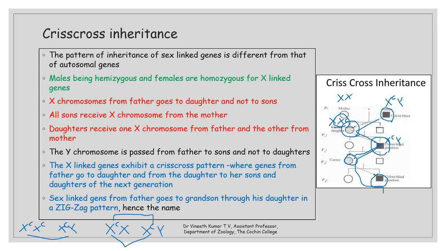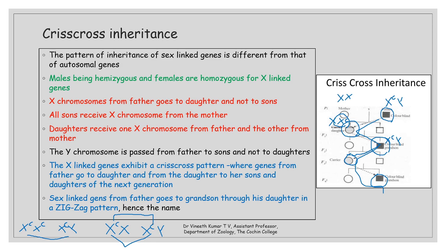So it is not that females do not carry this disease, or that females are immune to that trait. Females can get this trait only in these two conditions, when both the parents are affected, or when one is a carrier and the other is affected. Otherwise, in all the other cases, females will be carriers or females will be normal. They will not be affected. So this is with regard to what is called crisscross inheritance.